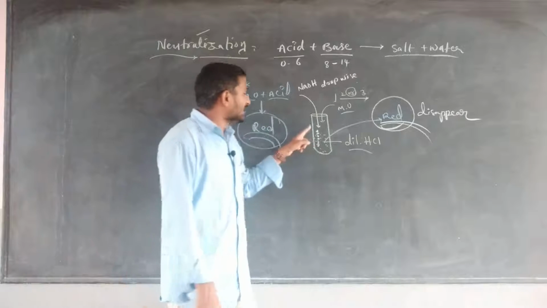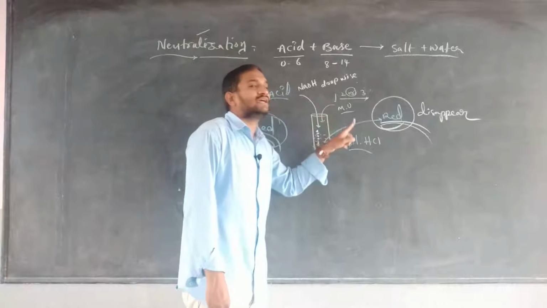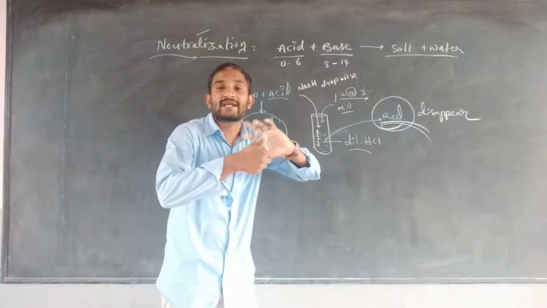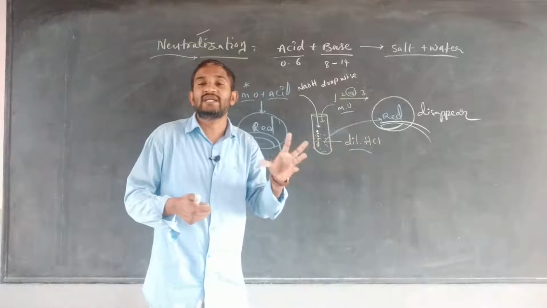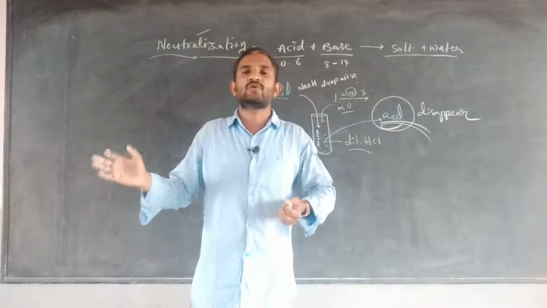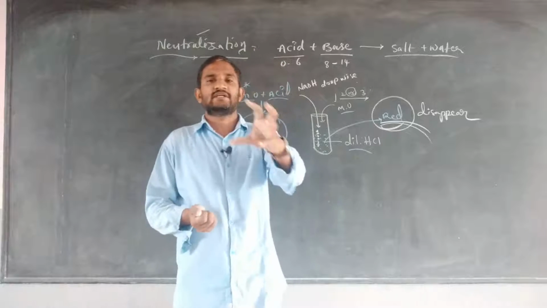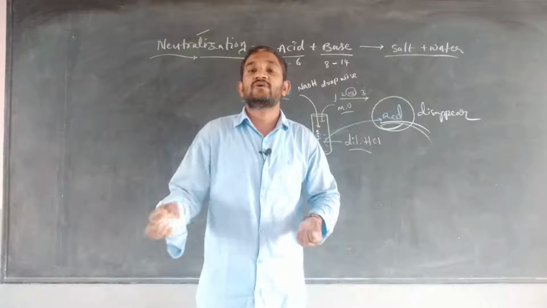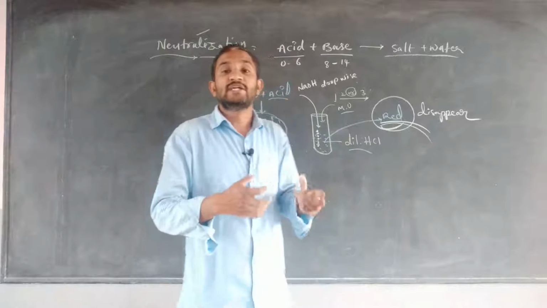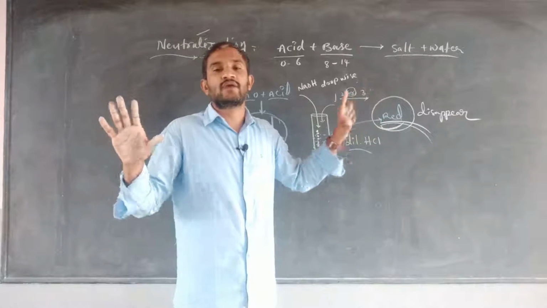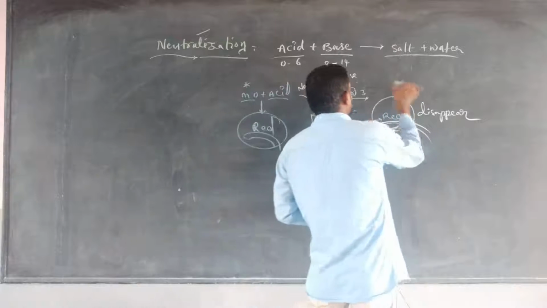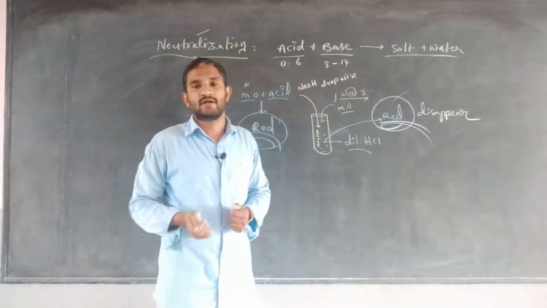Because here sodium hydroxide and hydrochloric acid are undergoing a chemical reaction. That means the acidic strength is decreasing and the base strength is also decreasing. Both are decreasing, and after some time the solution becomes neutral. That's why the red color of this solution disappears.